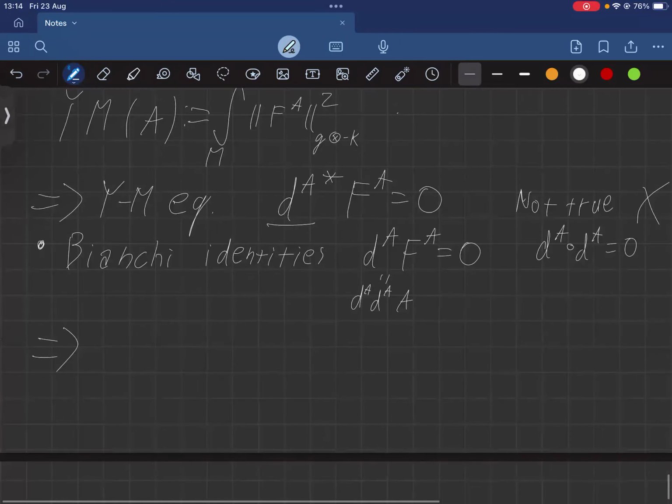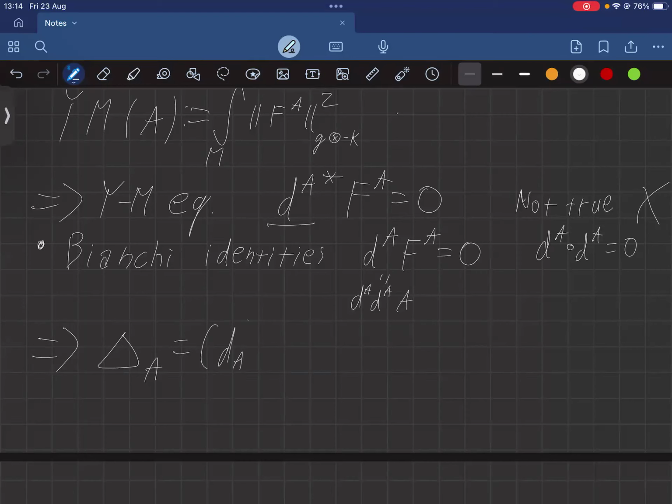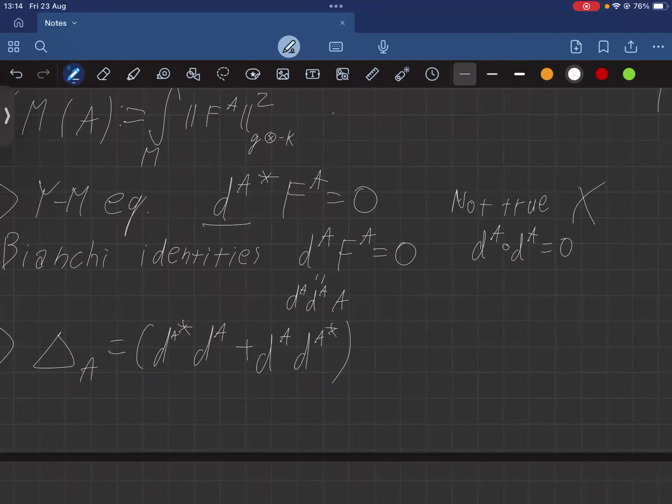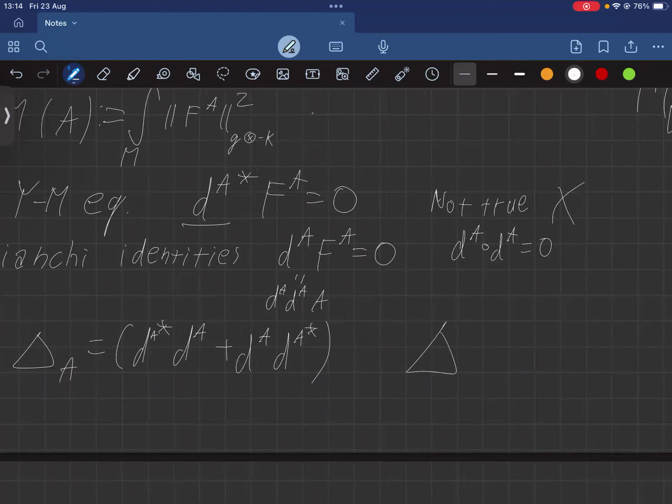So in the spirit of harmonic forms, we can define the associated Laplace operator. I'm just going to define it as dA dA star plus dA star dA. So now we can talk about the Yang-Mills equations in the sense that the associated Laplacian of FA is 0.